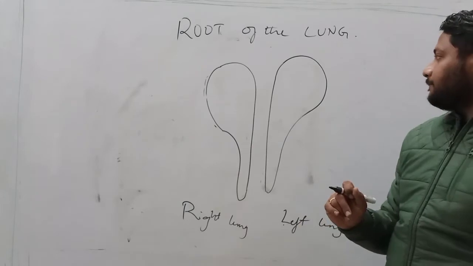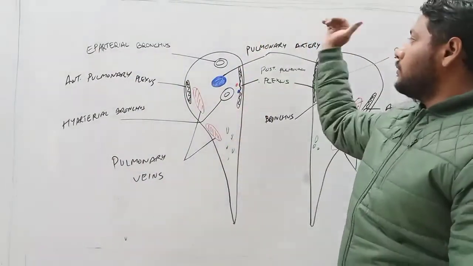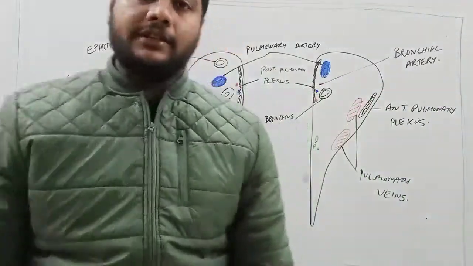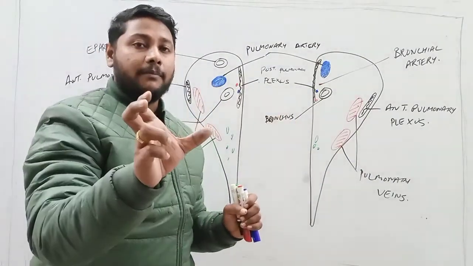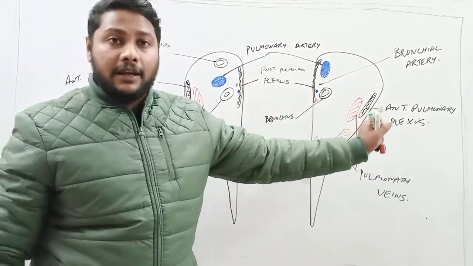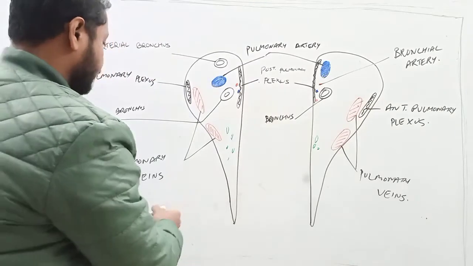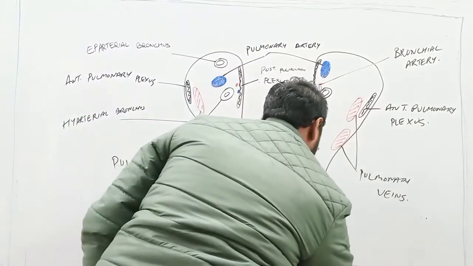Clear? Okay. Here we have a diagram which I have already drawn for the root of the lung in order to save time. Now this is the diagram which you can see in your textbooks as well. In this diagram, the main important thing is you have to remember the arrangement and the structures present in the right lung as well as the left lung. Okay? Alright, so this is the right lung and this is the left lung.